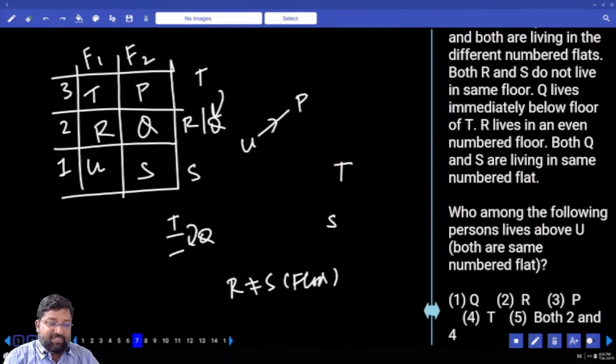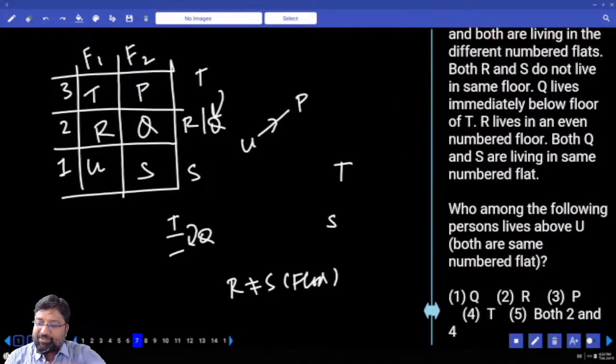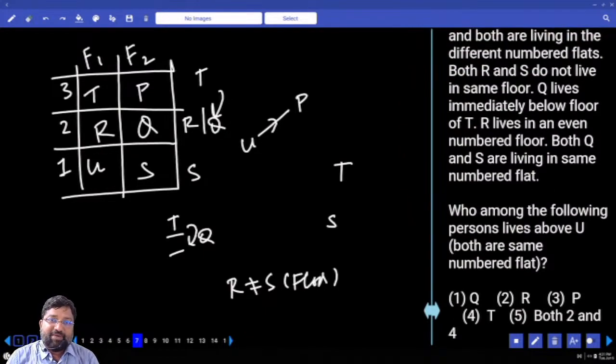Simple. It's all about understanding the clues. Nothing more than that. Who among the following persons lives above you? Both are the same number flat. Immediately above you is R and at the same time it is also, did he say immediately above? No. He says above. It should be R and T. Do you have both R and T in the options? Yes. What should be my answer? Fifth option.